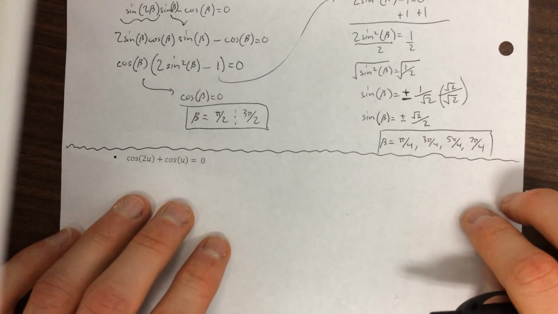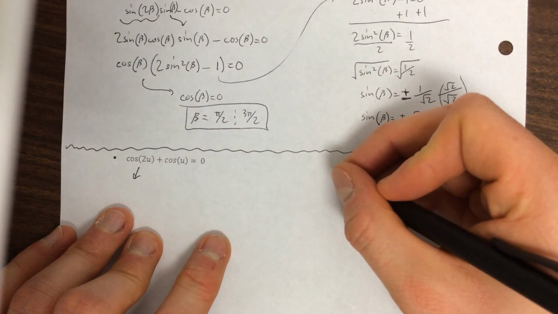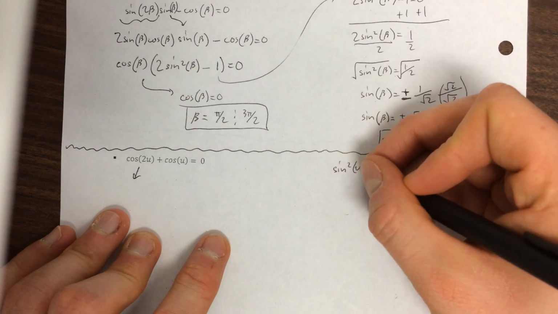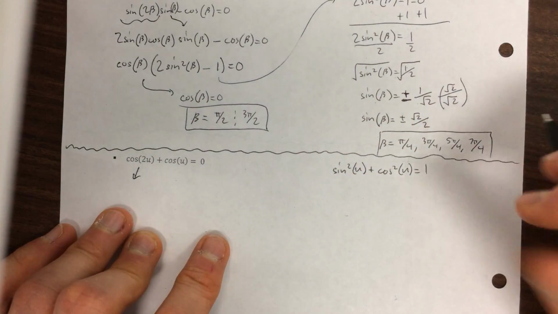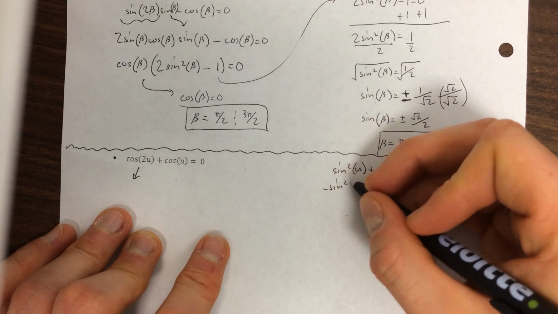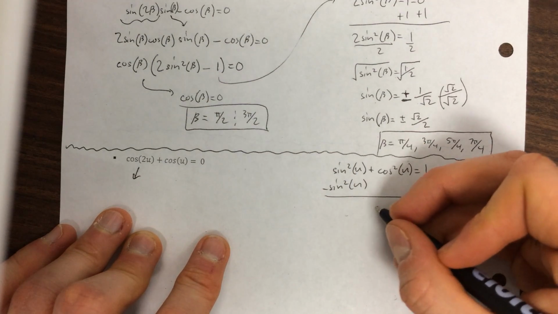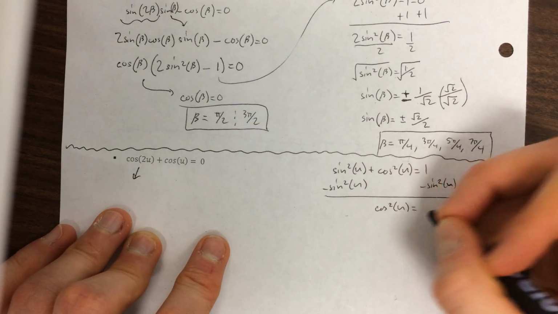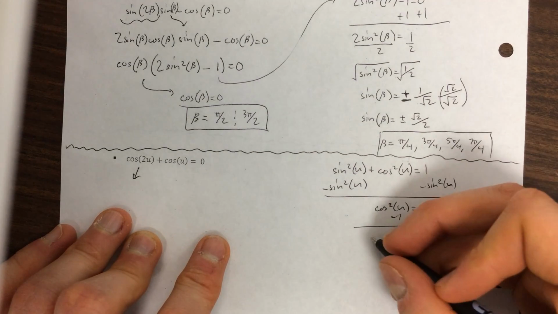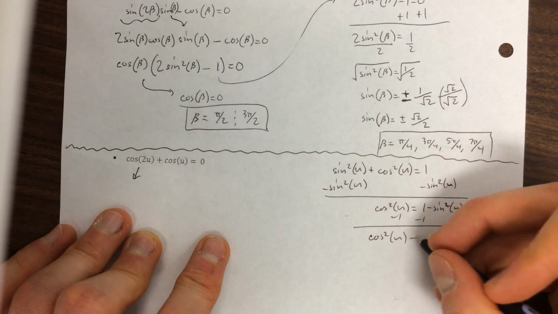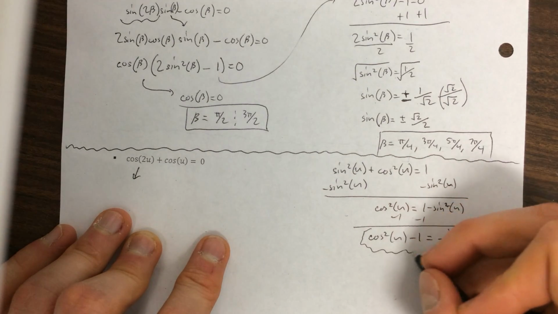Now, I would highly recommend this one. You're going to use the cosine double angle formula, but you're also going to need this. I'll give you a hint. You're also going to need this here, and I'll even get it in the form that might help you. If you subtract sine squared, this form of our identity might help you solve this equation.